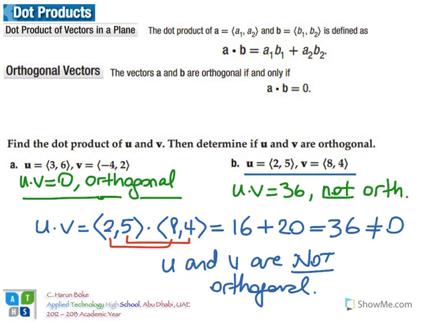So if the dot product is 0, then the vectors in the dot product are said to be orthogonal, perpendicular, or the angle between them is 90 degrees. If the dot product is different from 0, then they are not orthogonal.